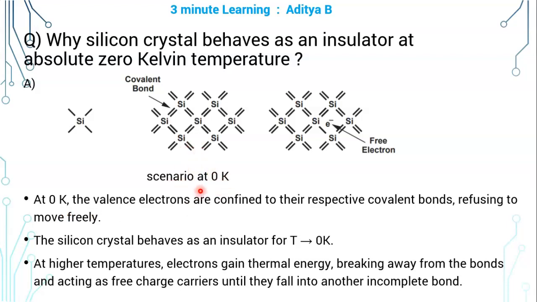But when temperature increases, thermal energy increases. Some of this thermal energy is absorbed by the covalent bonds, and some of the covalent bonds break. Whenever a covalent bond breaks, for example here, one electron is set free and comes out of the bond. This electron is still inside the lattice but outside the atom. At higher temperatures, electrons gain thermal energy, breaking away from the bonds and acting as free charge carriers until they fall into another incomplete bond.